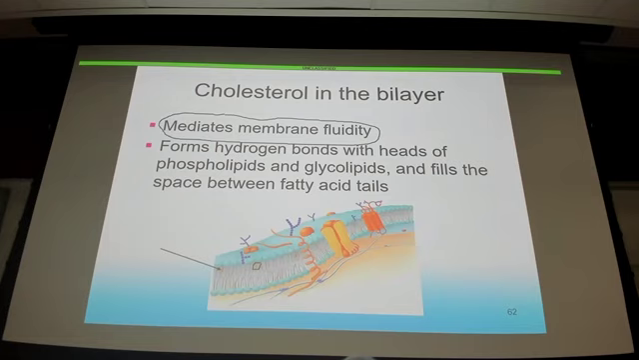If I ever ask you anything about cholesterol in the bilayer, that's what it would be. What does it do? It mediates membrane fluidity, whether you understand how it does that or not. Let's take a break.